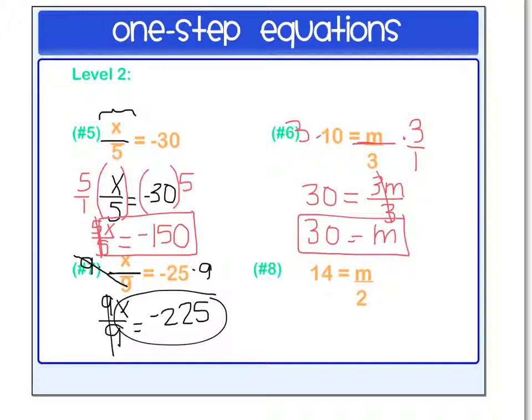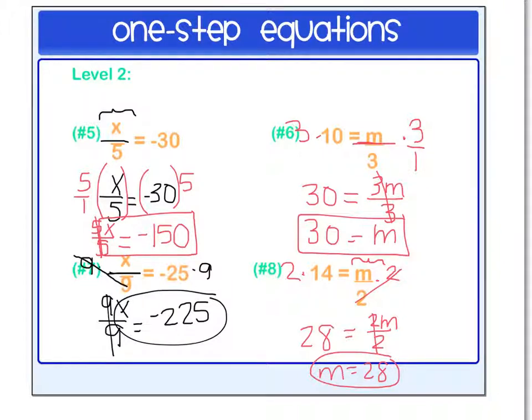For the last problem, you'll notice that our m is connected to a 2 by division. In order to undo division, we're going to multiply by 2 on both sides. The right side would end up being 2m over 2, which reduces down to 1m. And 2 times 14 gives us 28. So m equals 28.